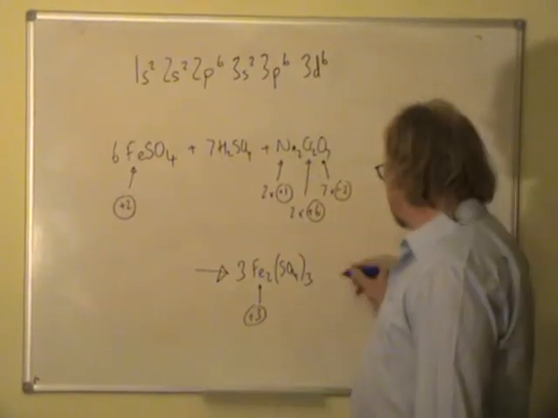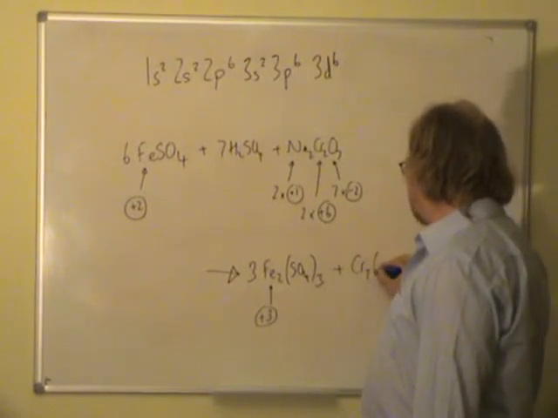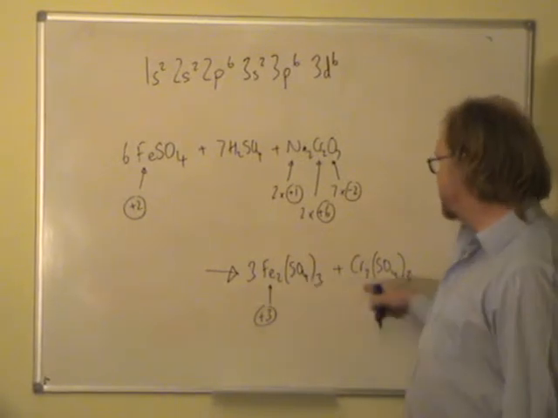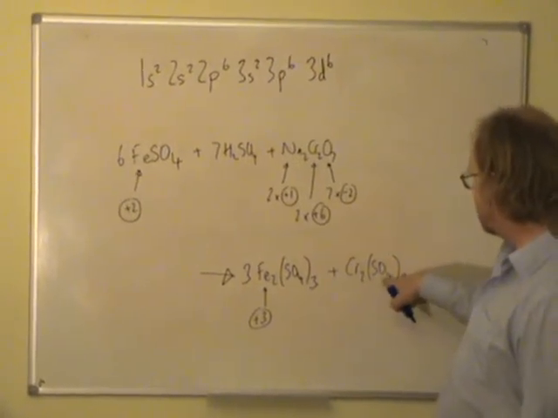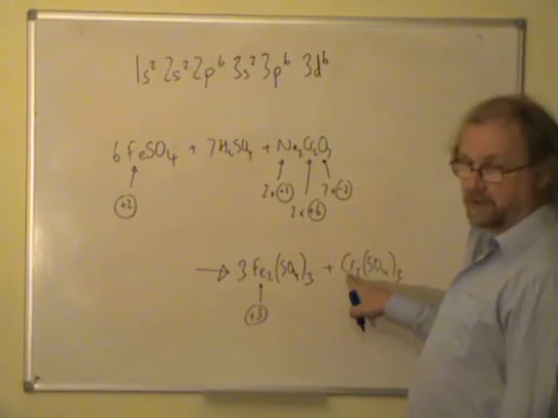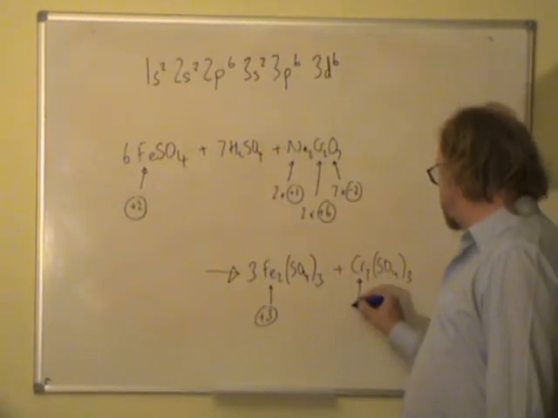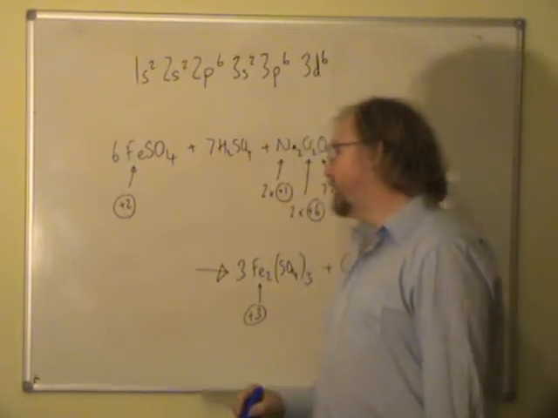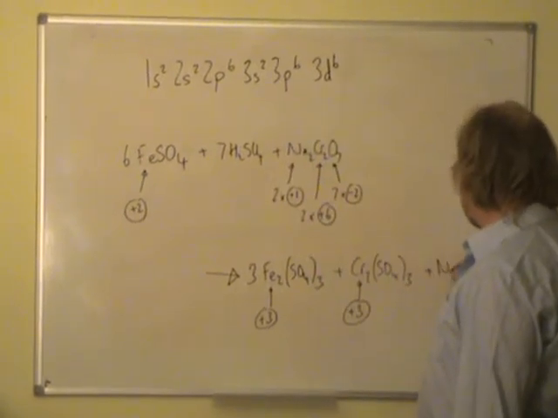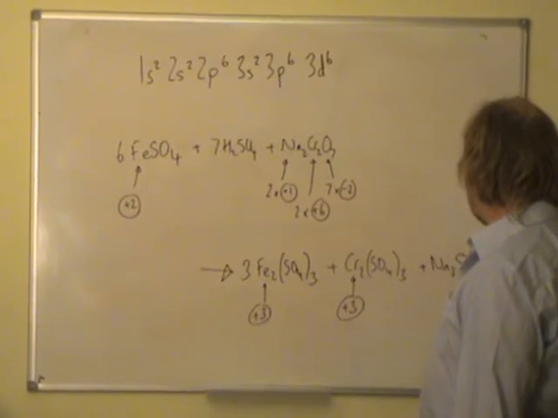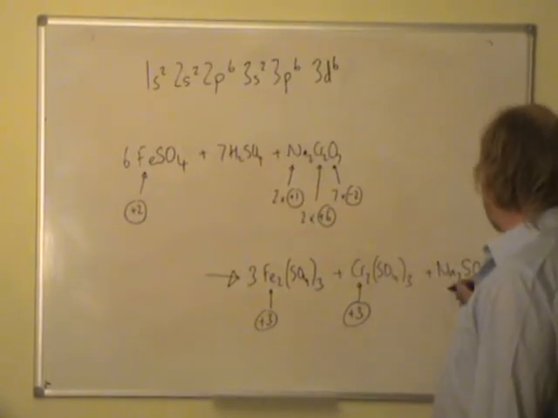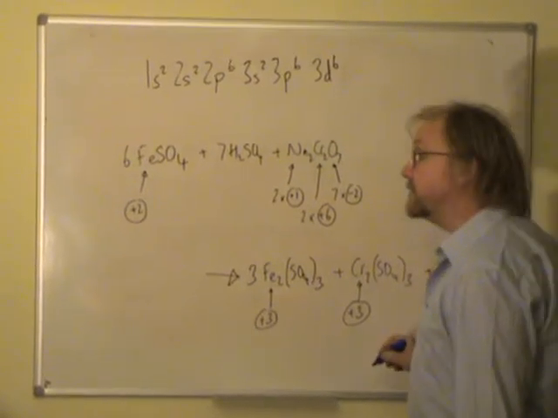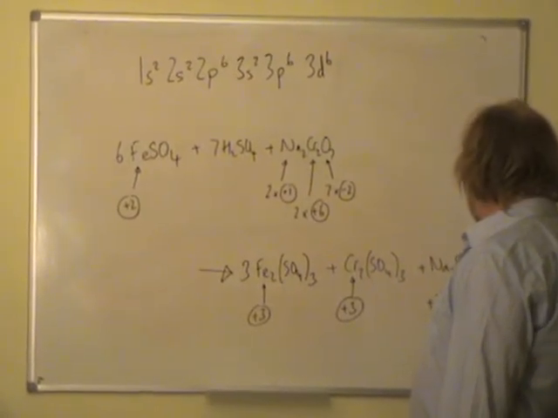The chromium, we've got Cr2(SO4)3, and again that's easy because you can see it's the same pattern here. 3 sulfates take you to -6, so the 2 chromiums must be +6, so again those are also +3 in that product. And then we've got sodium sulfate and water, and those are not interesting. We know the sulfate is still sulfate as it was at the beginning. Sodium doesn't change, and nor do hydrogen and oxygen, so there are 7 of those.